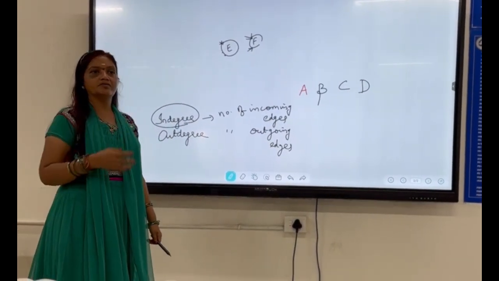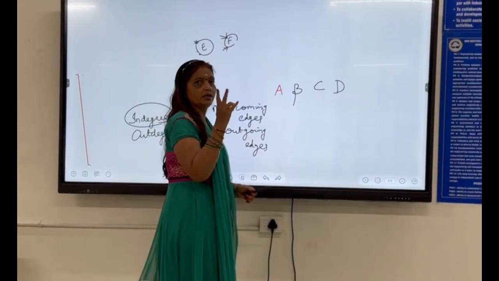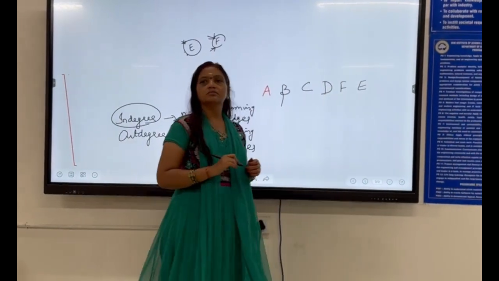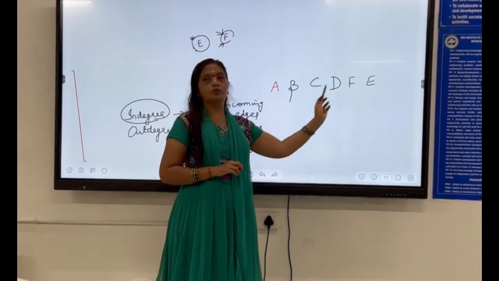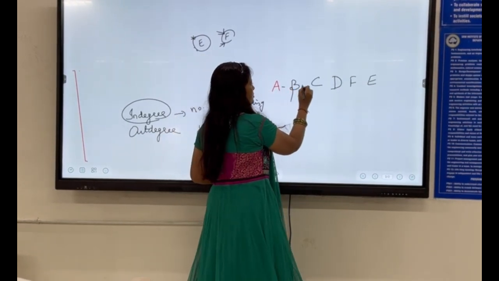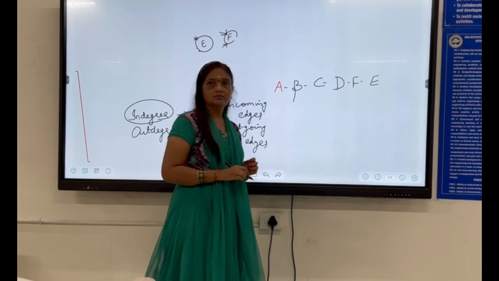So E and F. Either order I can write, either EF or FE. Okay? I am taking FE. So this is the topological sort of the given graph. Okay? So A, B, C, D, F, E.